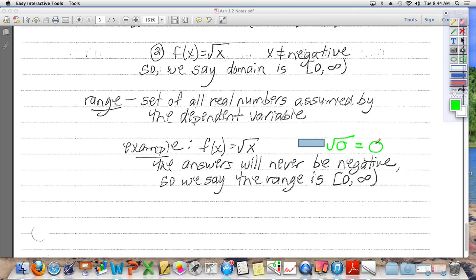What kind of numbers are we never going to get out of it? We're never going to get negatives. We could get 0. We could get anything above 0. So in this case, we say that the answers will never be negative. So we say the range is anything from 0 all the way to positive infinity. Notice again the use of the bracket because it does include 0.